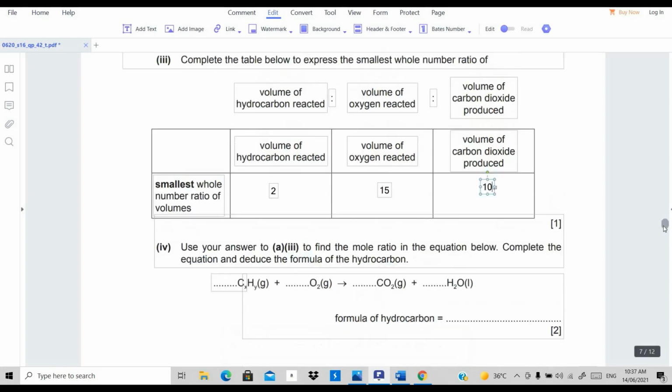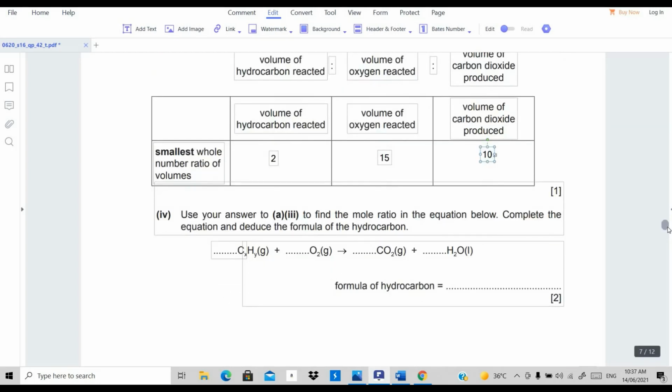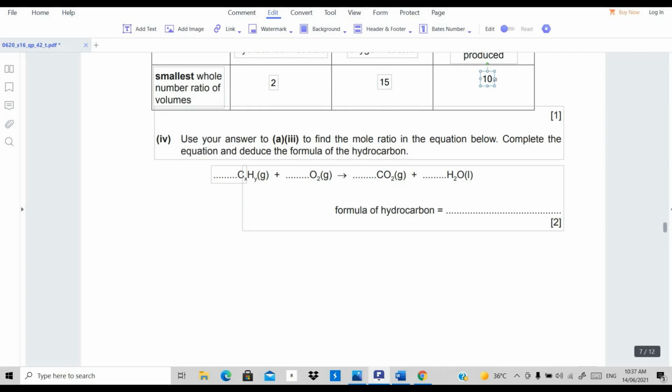Okay, use your answer to A3, the molar ratios, to find the mole ratio in the equation below. Complete the equation and deduce the formula of the hydrocarbon. Okay, this is a tricky question, a 2-mark question, right? So first, let me just write here. We haven't found any of these molar ratios yet. We should fill these blanks with numbers. So how will we do that?